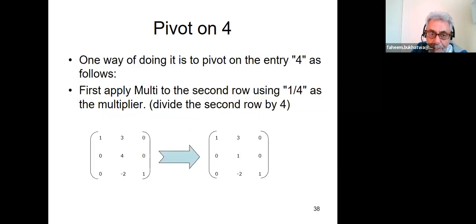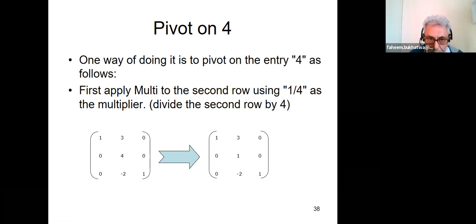So one way to do this is to pivot on the entry 4. Pivoting is like multiply and add on more than one row. We did multi and add earlier on, on one row. Now let's say we're going to pivot on this number 4.